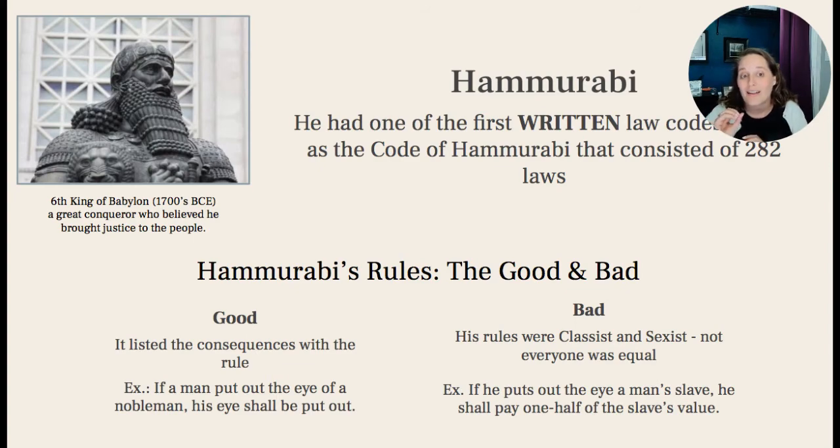So if you're a rich person and somebody puts your eye out, you get to take out their eye. However, if a slave has their eye taken out, and yes, there was slavery at this time period, the person who took out the slave's eye only had to pay their owner half of the slave's value. That doesn't seem the same as losing an eye to me.